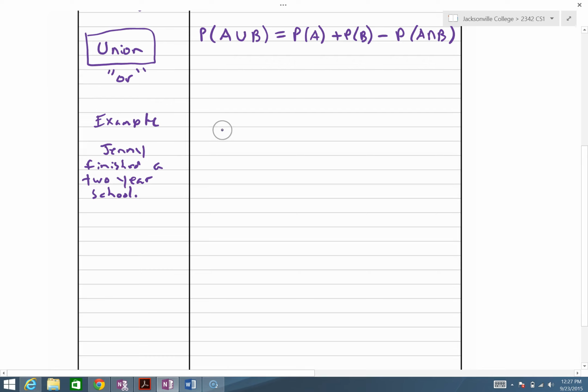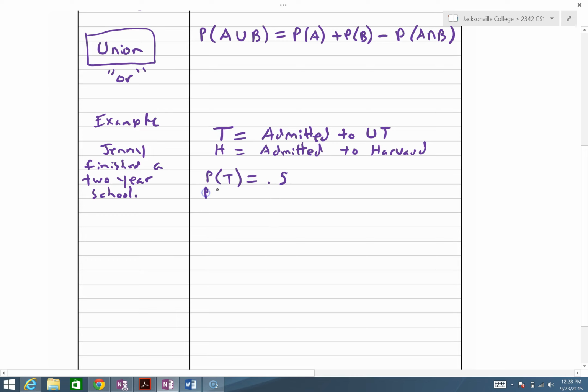She's been a great student. Let T be the event that she gets admitted to the University of Texas. And let H be the event admitted to Harvard. Not that she's attending the school, but that she has gained admission. Let's say her probability of being admitted into Texas is 50% or 0.5. And the probability of her being admitted into Harvard is 0.4.